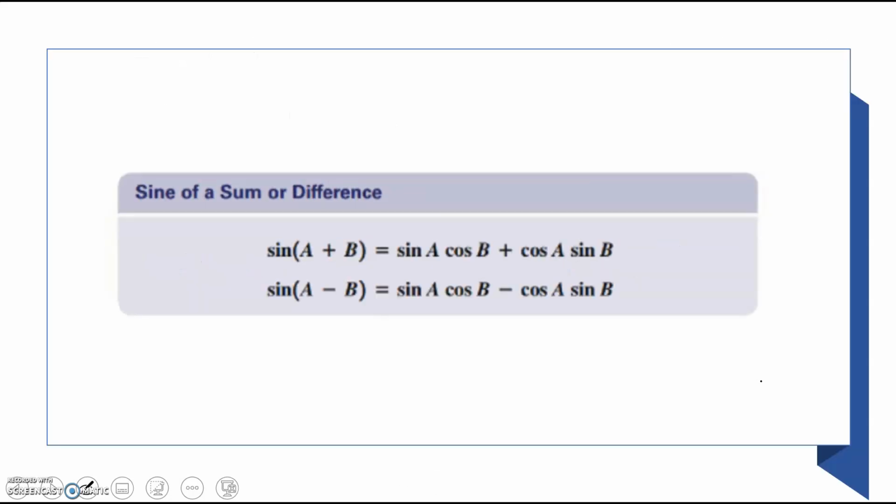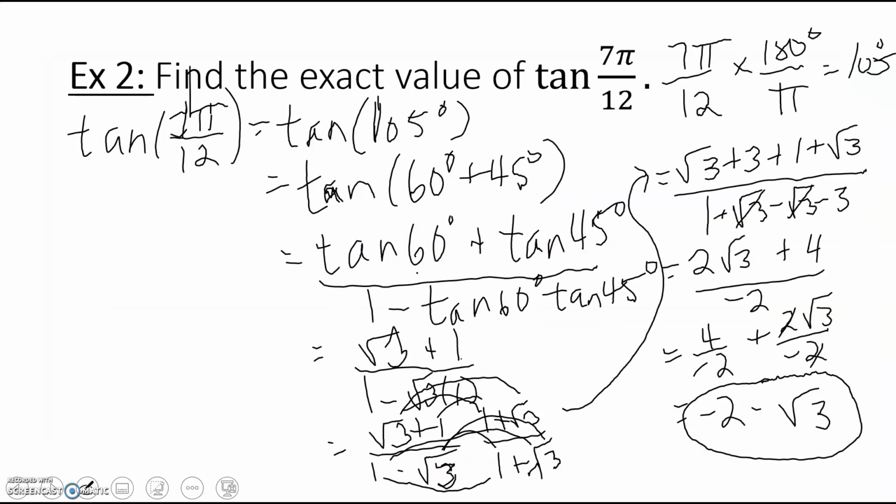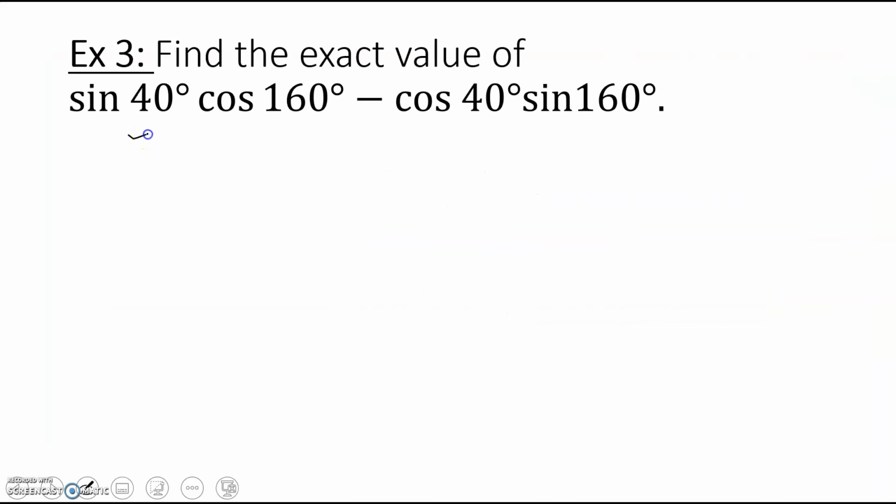If I go back to those, you see it has the minus. It's this bottom one right here, sine A cosine B minus cosine A sine B. Well, that's equal to sine of A minus B. So this would be sine of the first angle minus the second angle.